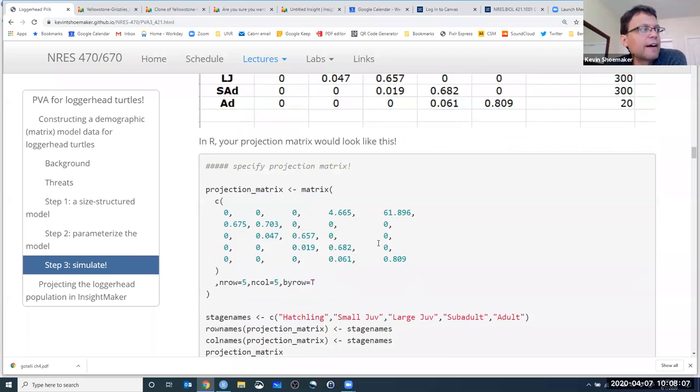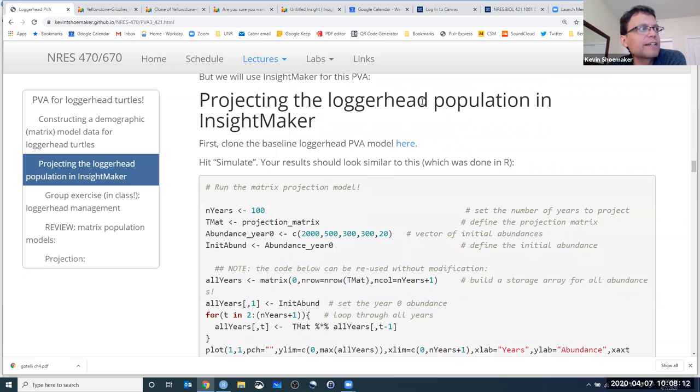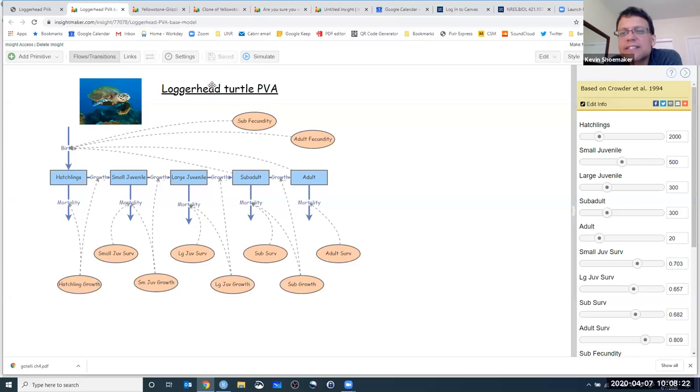At some point I provide a link to the PVA, which is right here, projecting the loggerhead population in Insight Maker. First clone the baseline loggerhead model here. So I'm going to open this link. We can take a quick look at the loggerhead PVA. It looks fairly similar to the Yellowstone grizzly PVA. It has different life history stages.